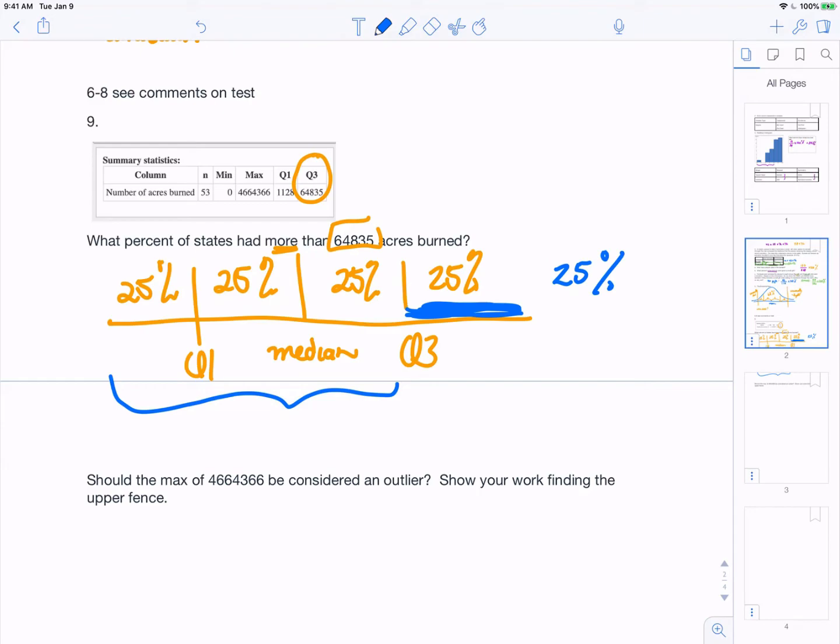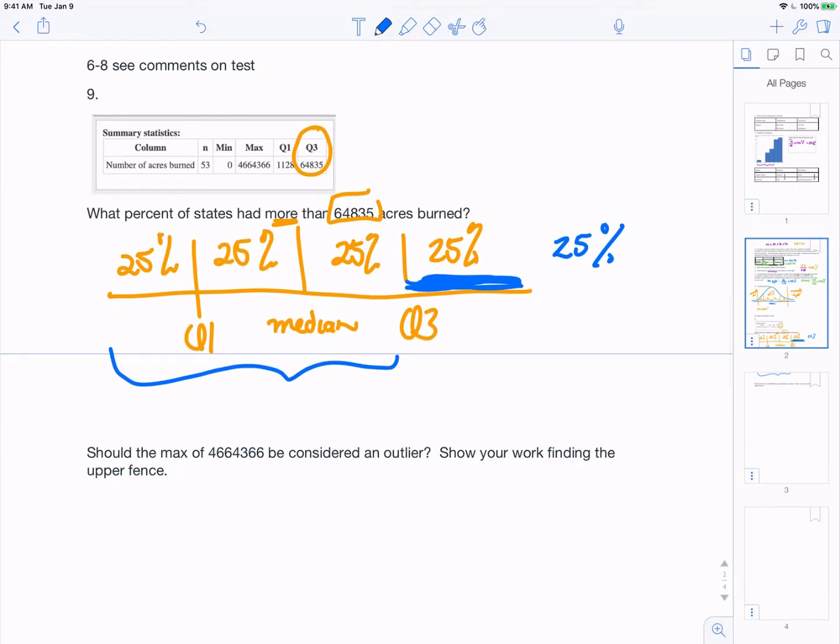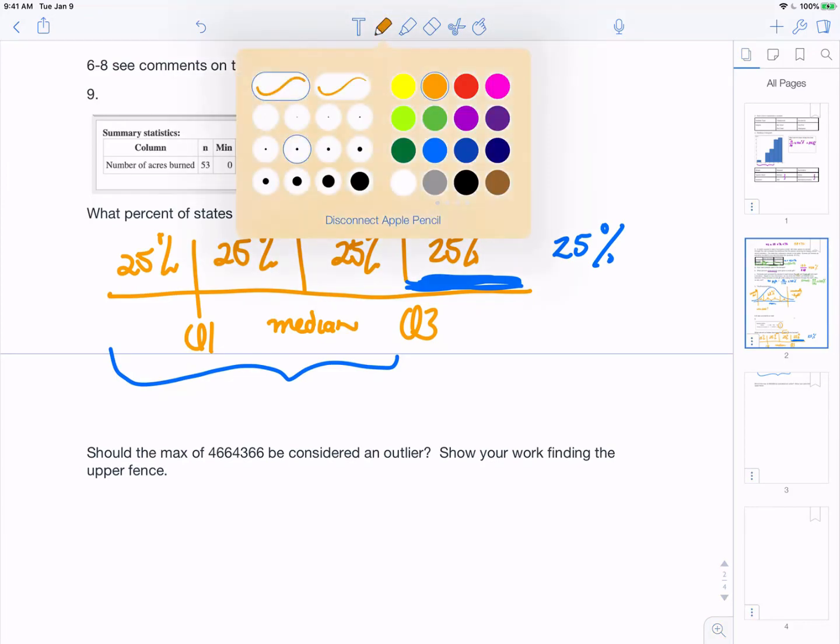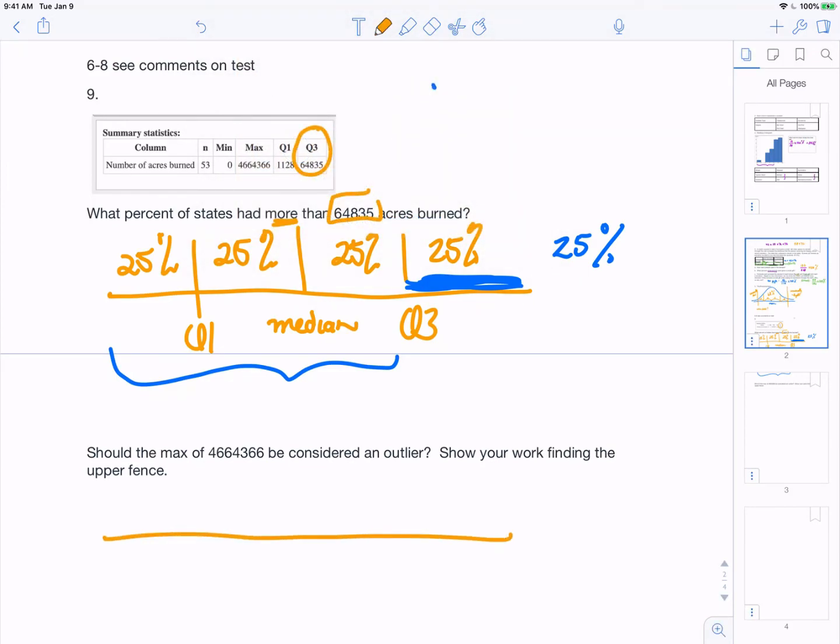And then finally, you were asked about outliers. I already posted a video about the 1.5 IQR rule, but I'll post another one as part of these answers. If you want to figure out if something should be an outlier, and again, I think a picture can be really helpful, what you're going to do is start at Q3 and add on 1.5 IQRs. That's going to tell you the location of an upper fence. Anything outside of the fence will be considered unusual.